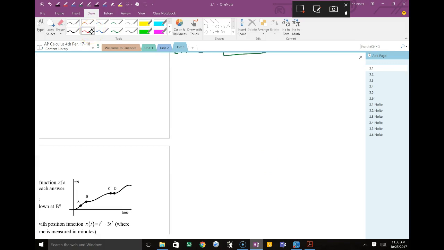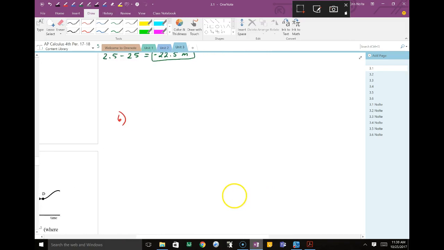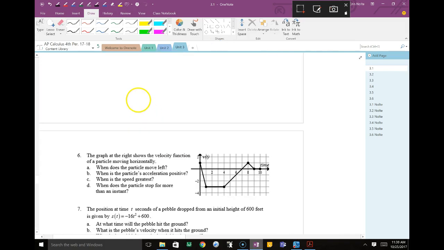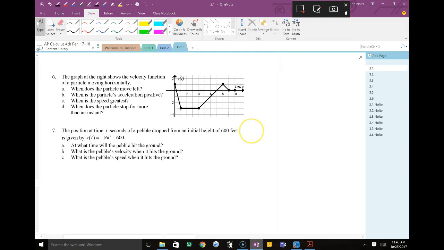We'll just call this number 6 right here. Actually, maybe I'll go to the problem. Okay. Number 6. The graph at the right shows the velocity. So this is velocity, so how fast it's moving. Also notice that positive and negative is telling you the direction that the function is moving, right?